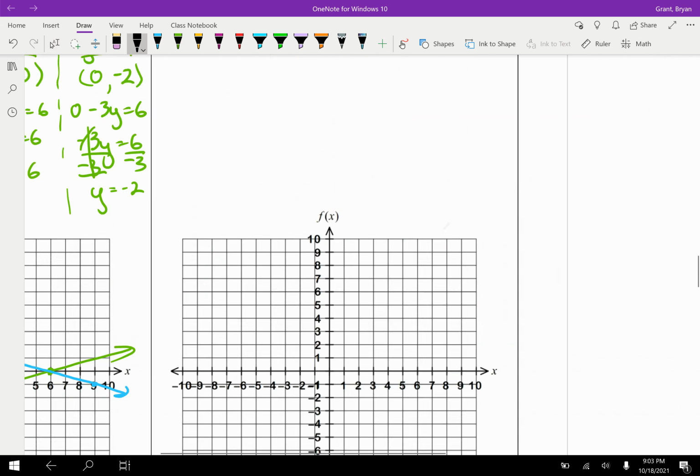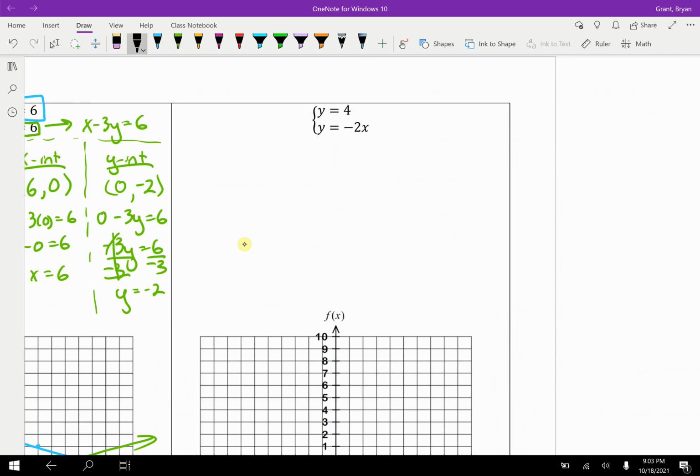All right, last one. Y equals 4 and y equals negative 2x. You don't actually need a bunch of space here, but I'll show you a couple tricks. So let's get to it. Y equals negative 2x. And let's separate this like so. First one we'll do in purple. Y equals negative 2x. Looks very similar to mx plus b.